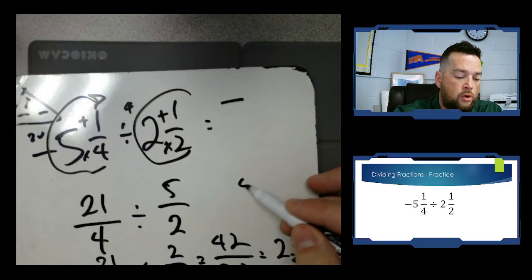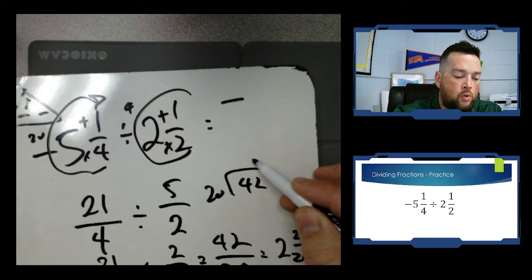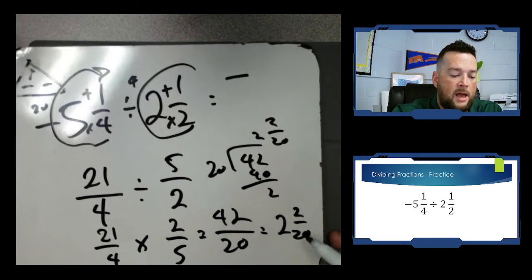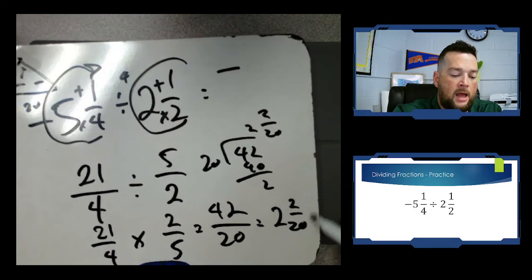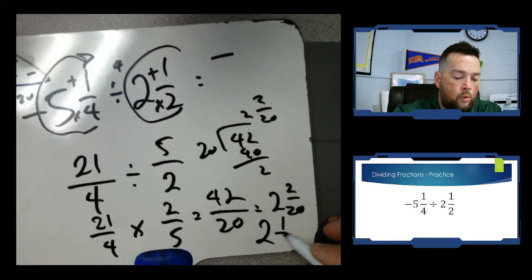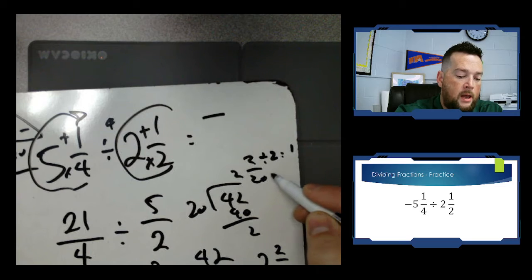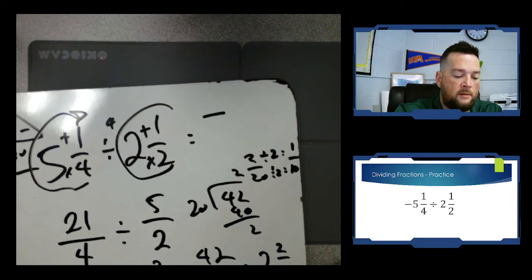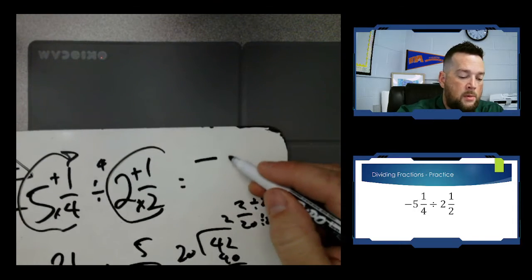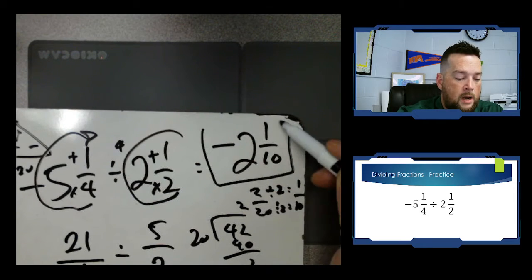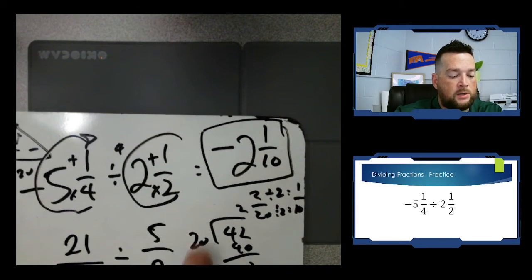If I were to do the division right here, 42 divided by 20 gives me 2 wholes and a remainder of 2/20ths, like this. I can then take this fraction and simplify that down to 2 and 1/10, because 2 divided by 2 is 1, and 20 divided by 2 is 10. So I have 2 and 1/10, which I'm going to remember is supposed to be negative up here. So I'm going to go ahead and put it as my final answer right up here.